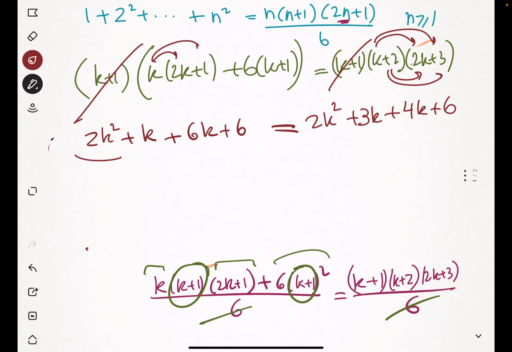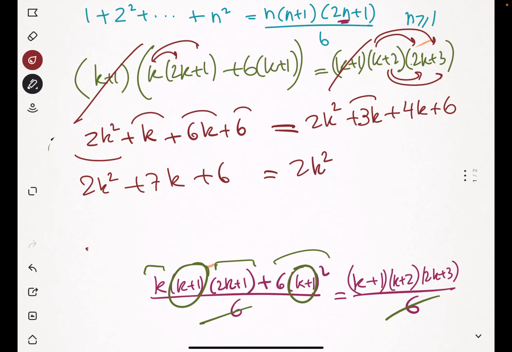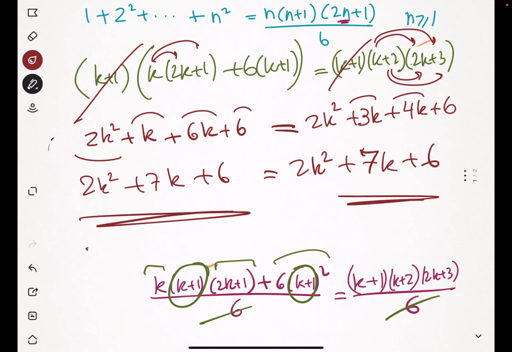Let's combine like terms. This is 2k squared, k plus 6k is 7k, and plus 6. On the other side, let's combine like terms. 2k squared, 3k plus 4k is 7k, plus 6. And now observe they are exactly the same on both sides, so that means that the identity is true. So that means that the domino in position k plus 1 really falls.